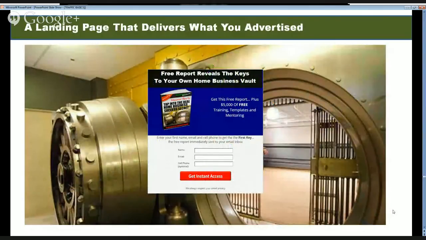The key then is following up on your internet web page, okay, with something that delivers exactly what you said. So let's look at this. Okay, this says, here's a free report that reveals the key to your own home business vault. That's important. But then look at the next thing. Get this free report plus $5,000 of free training, templates, and mentoring. You're delivering on the ad. What you promised in the ad, you're saying, here it is. Okay, and all they have to do is leave their name, an email address, and hopefully their cell phone number. That's all they have to do. So your page is delivering exactly what you promised in the ad.